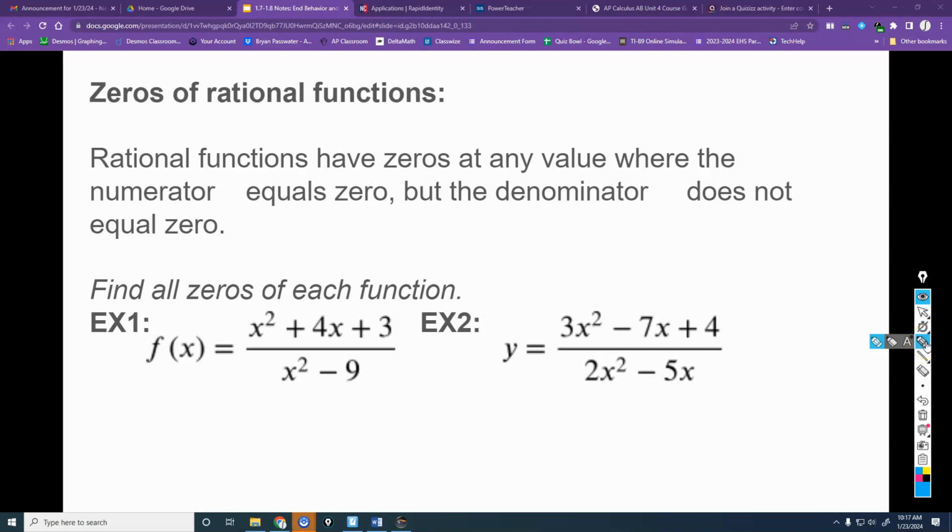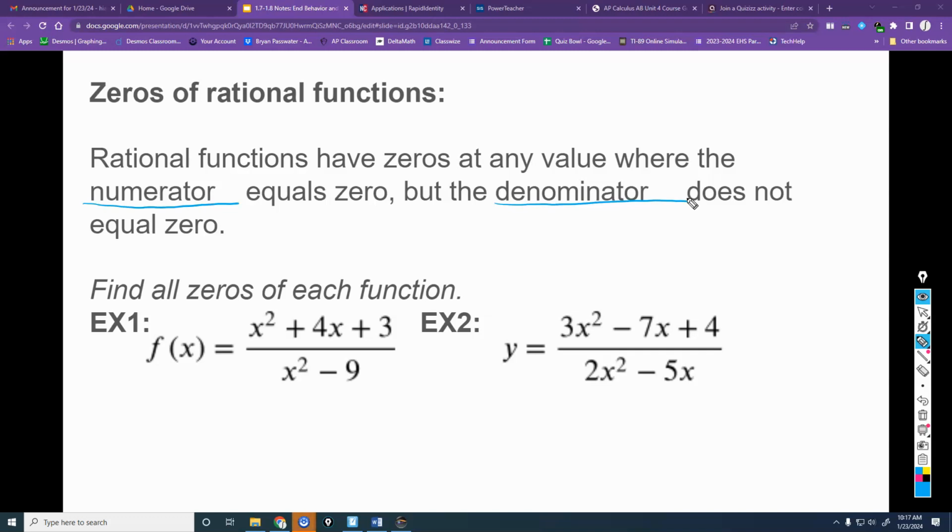Okay. So, rational functions. Oh, I meant to put blanks in this one too, and I've done it all wrong. All right. Rational functions have zeros. Any value where the numerator, that was supposed to be a blank, that's why there's funny spacing, equals 0, but the denominator does not equal 0. Okay?